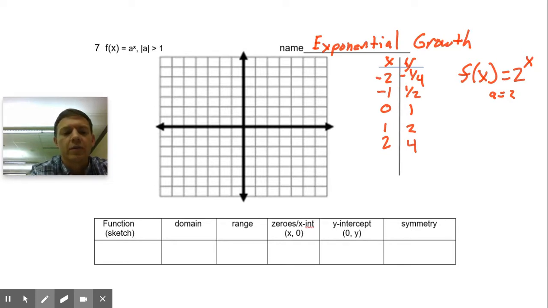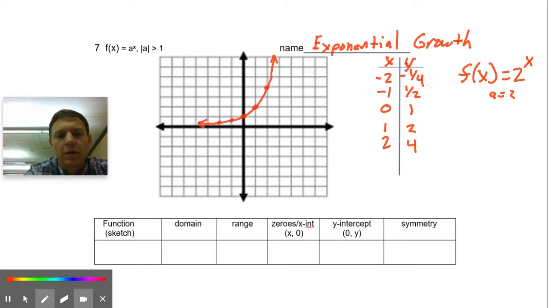And if I put those points on my graph, you get a graph that looks like this. It's exponentially growing, getting bigger and bigger, and faster, farther and farther away from 0 faster. All right, so it looks something like that.